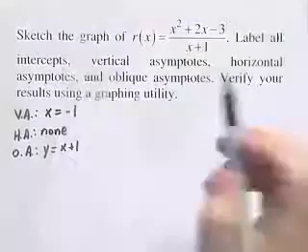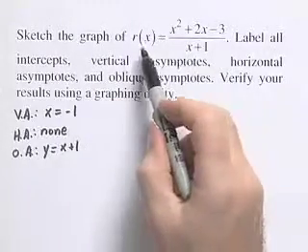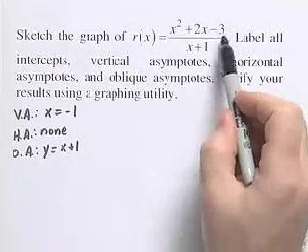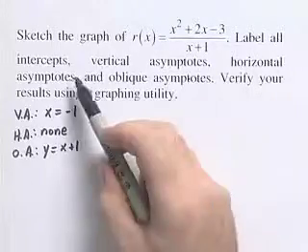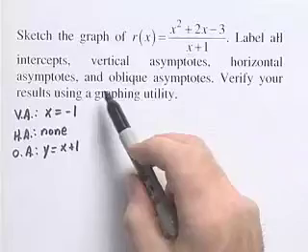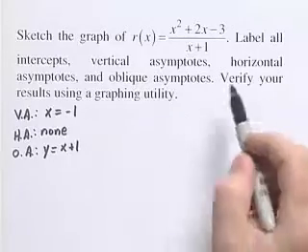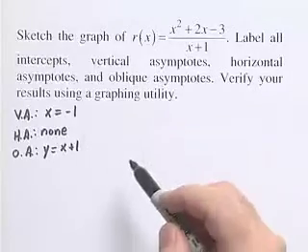For this problem, we're going to sketch the graph of the rational function we just looked at in the previous problem. So we want to sketch the graph of r of x equals x squared plus 2x minus 3 divided by x plus 1. On our graph, we're going to label the intercepts, vertical asymptotes, horizontal asymptotes, and oblique asymptotes. And then you can verify the results on a graphing utility.